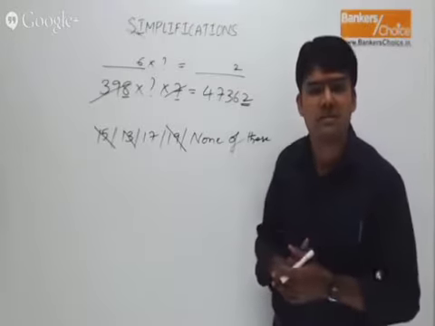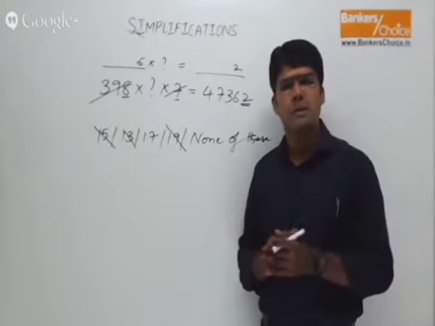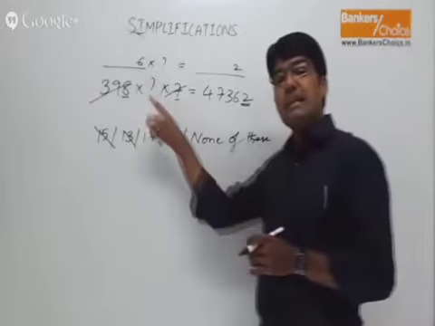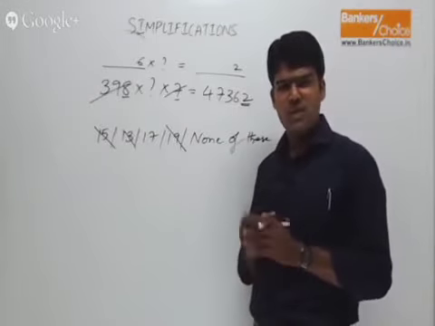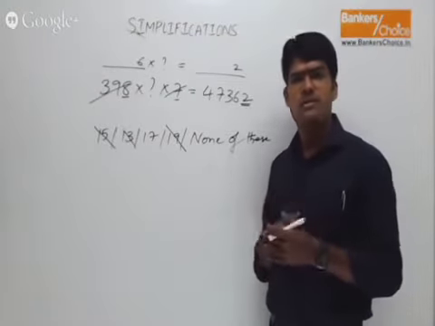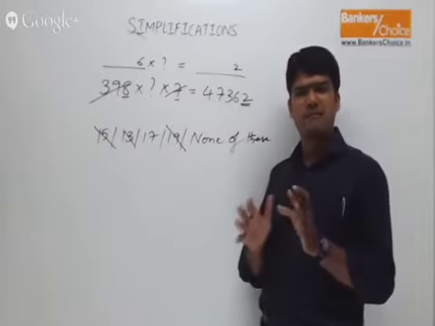do an approximate calculation. For example, 47,362, can I take it as 48,000 approximately? 48,000, yes or no? 398 is 400. 48,000 divided by 400. How much is that? 120. 48,000 by 400 is 120. 120 by 7 is approximately 17.